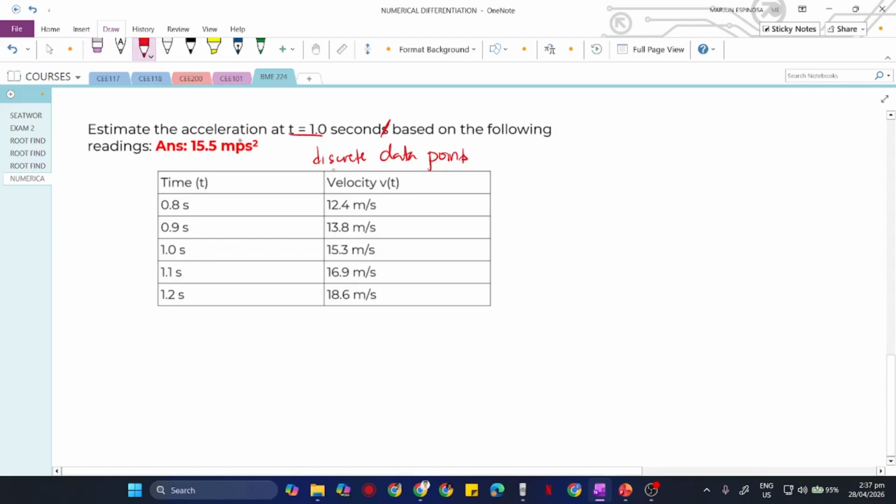Acceleration yung pinapahanap, hindi velocity. Kasi kung velocity, yan yung sagot. Okay? At 1.1 second, yung velocity is 16.9. At 1.2 seconds, yung velocity is 18.6 meter per second. So, ang tanong dito is the acceleration. Diba, from physics, we know that acceleration is equivalent sa velocity final minus velocity initial over time. Tama ba?